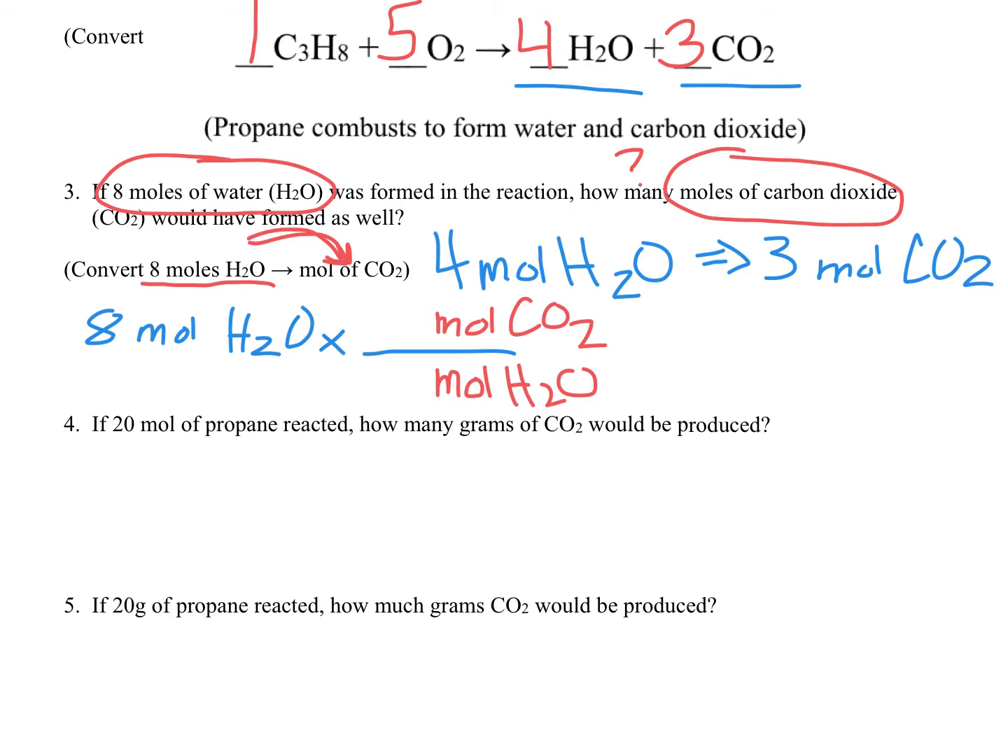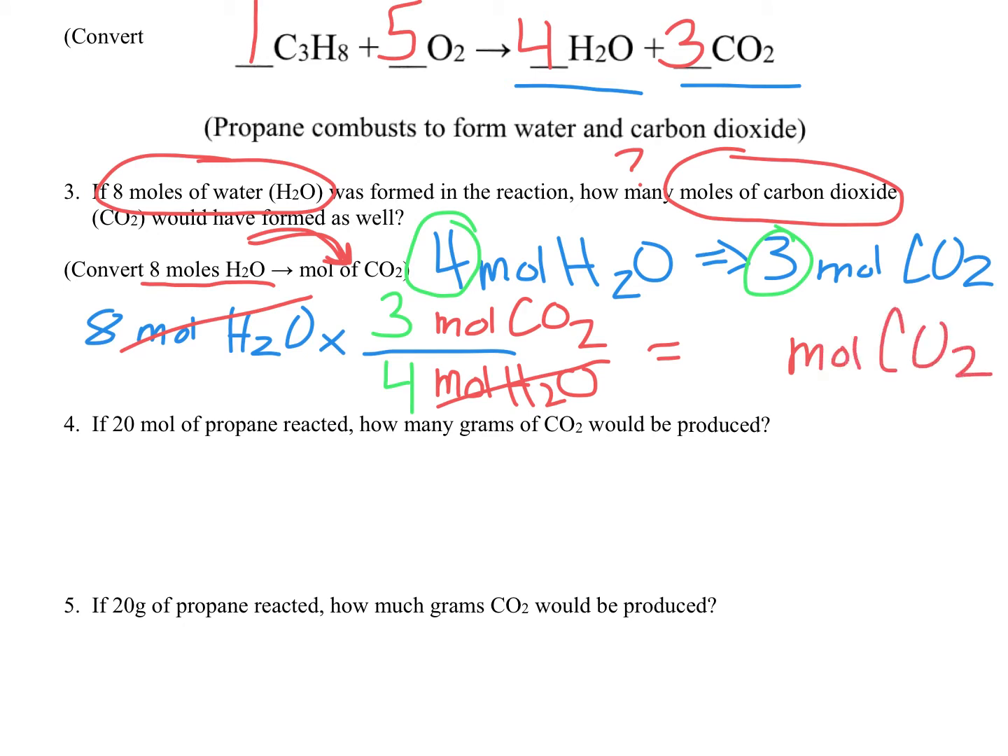The only thing left to do now is use the numbers from the balanced equation. There's 4 moles of H2O for every 3 moles of CO2. And the reason this type of problem works is because moles of H2O units cancel out, and you're left with moles of CO2 for your units. So just depending on what you start with, that's what you end up putting on the bottom, the denominator, to cancel out.